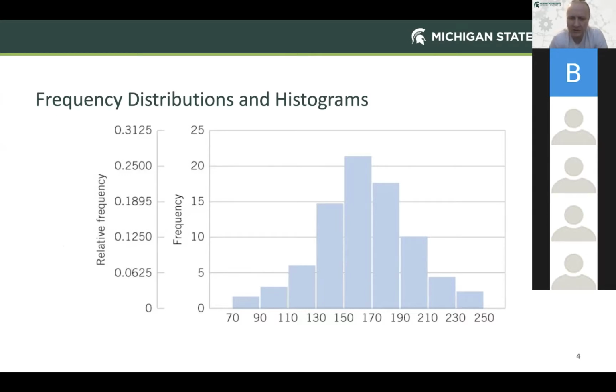And so can someone just distinguish for me what the difference between a frequency distribution and a relative frequency distribution is? Feel free to type it into the chat box, or if you're shy, unmute yourself. So frequency distribution, real quick, real easy. What is that?